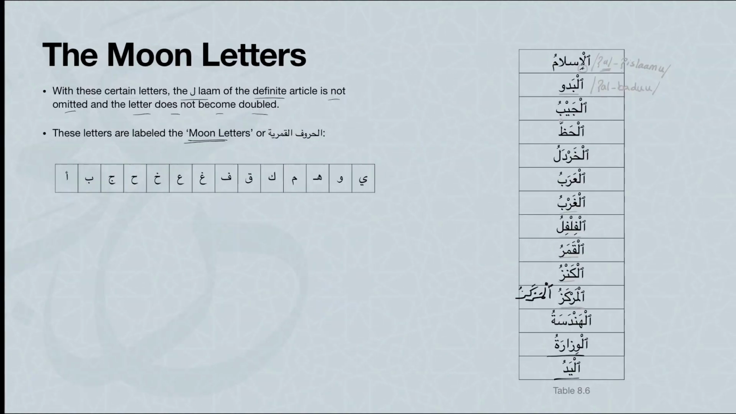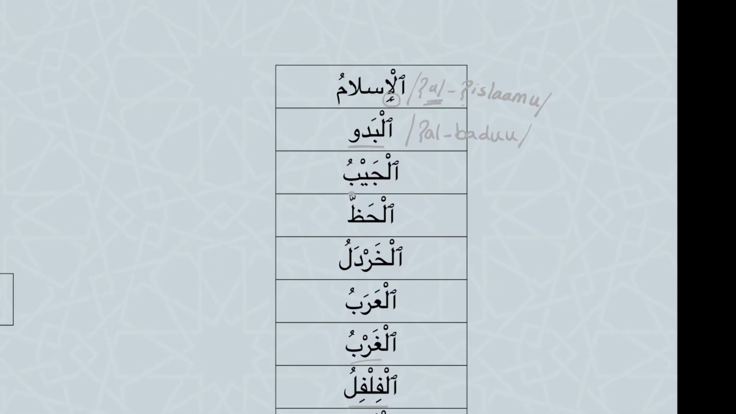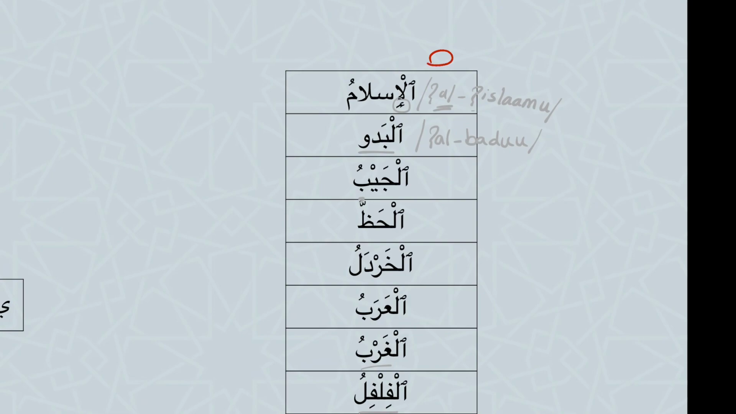But here, in the moon letter, let's add our magical word. So, هذا الإسلام. Badu is a collective noun, so it requires a plural demonstrative. So I'm gonna skip it. هذا الجيب, هذا الحظ, هذا الخردل, هذا العرب or هذه العرب.